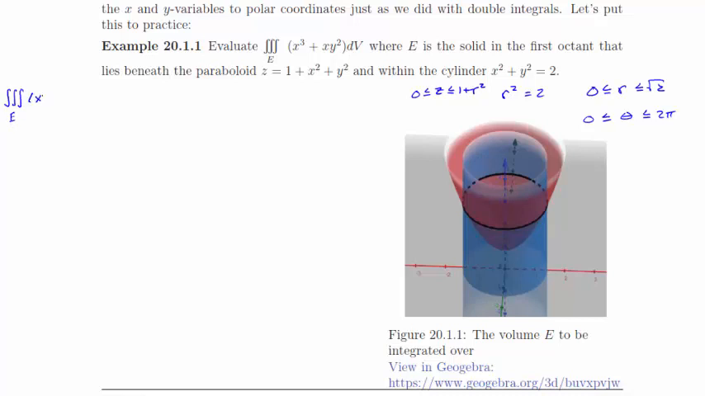Of x cubed plus xy squared dV, this is going to equal the integral from 0 to 2 pi in the theta direction, from 0 to the square root of 2 in the r direction, and then the integral from 0 to 1 plus r squared in the z direction.